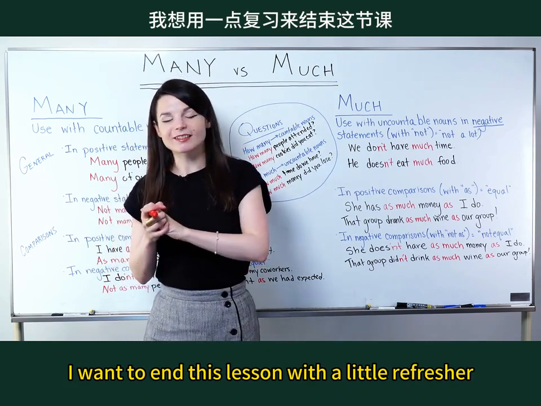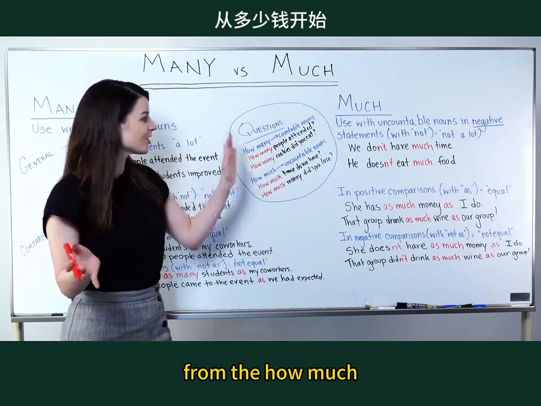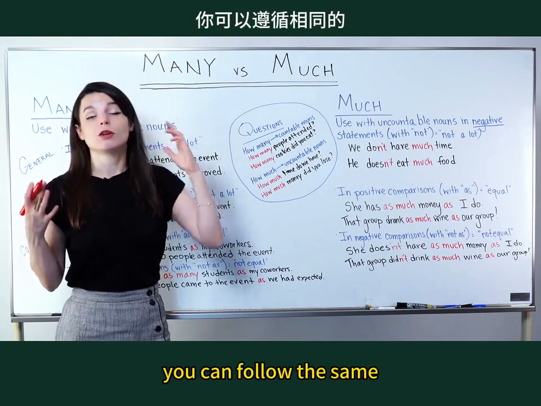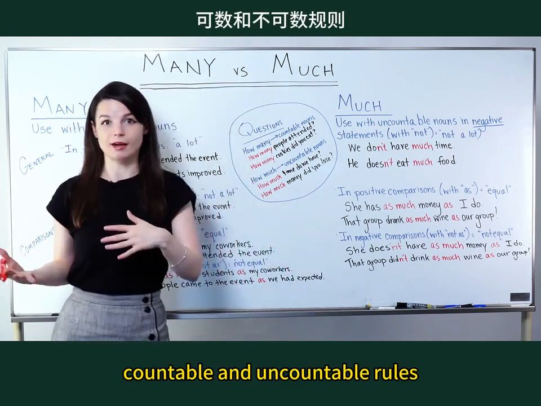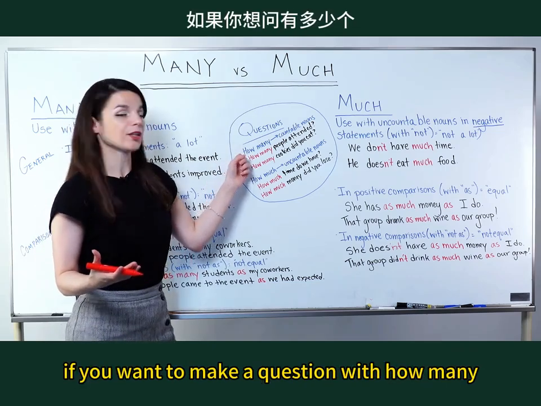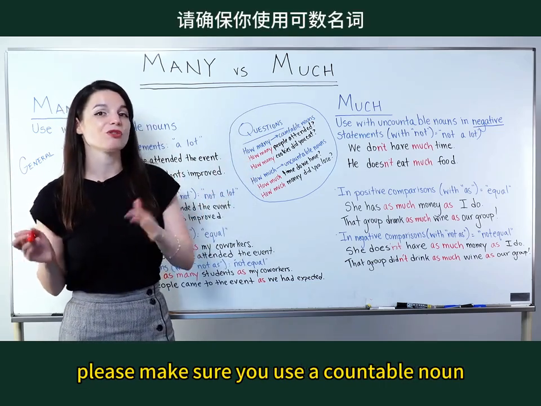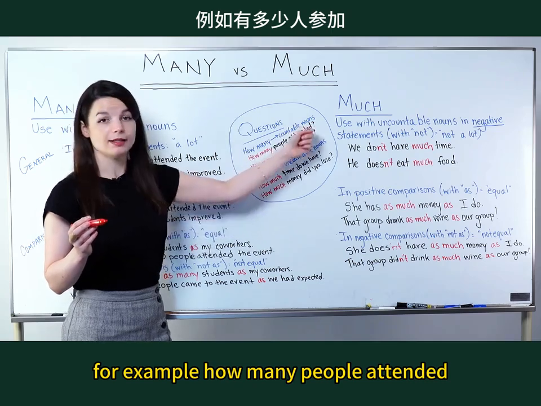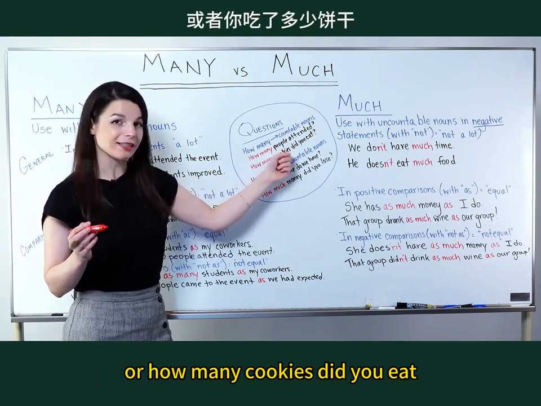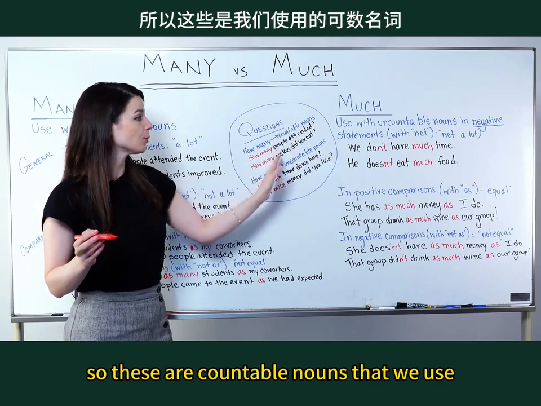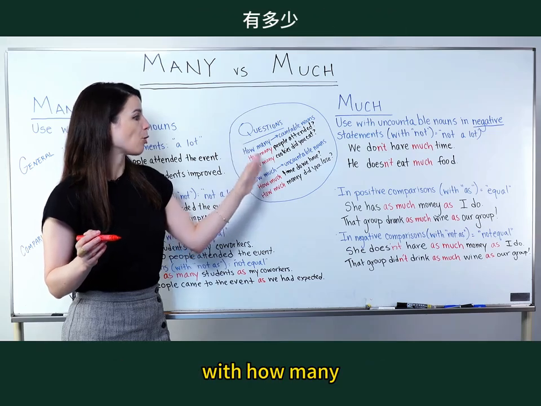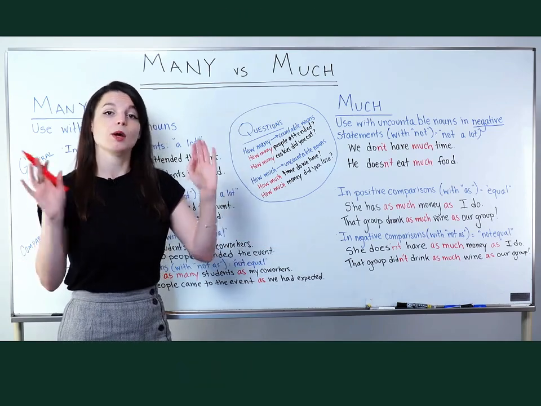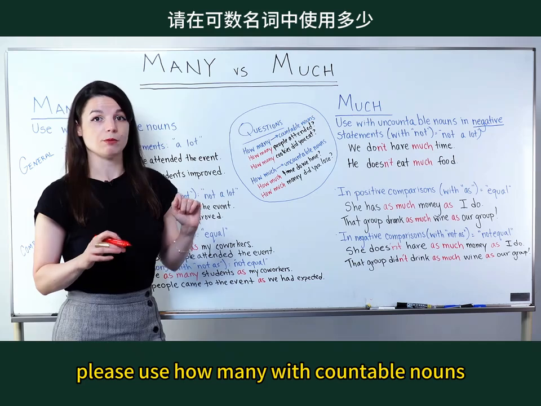I want to end this lesson with a little refresher from the how much and how many video. When you're making questions with these words, you can follow the same countable and uncountable rules. If you want to make a question with how many, please make sure you use a countable noun. For example, how many people attended? Or how many cookies did you eat? So these are countable nouns that we use with how many. So we cannot say how much people or how much cookies. It's totally incorrect. Please use how many with countable nouns.